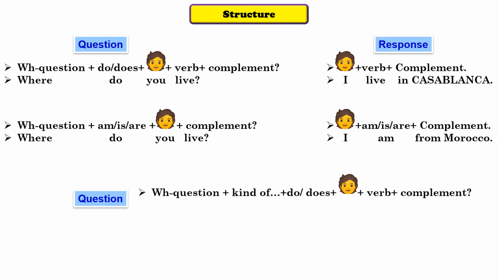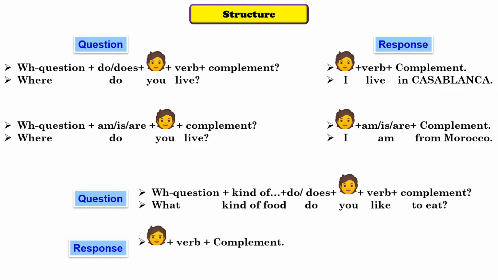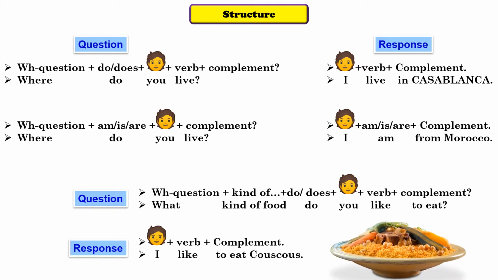WH question plus kind of plus auxiliaries do or does plus subject plus verb plus complement. Example, what kind of food do you like to eat? Answer, subject plus verb plus complement. I like to eat couscous. This is a traditional meal in Morocco.